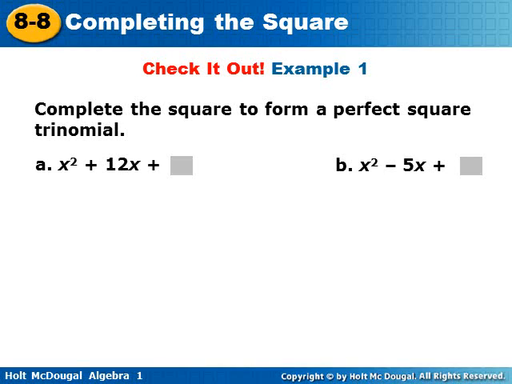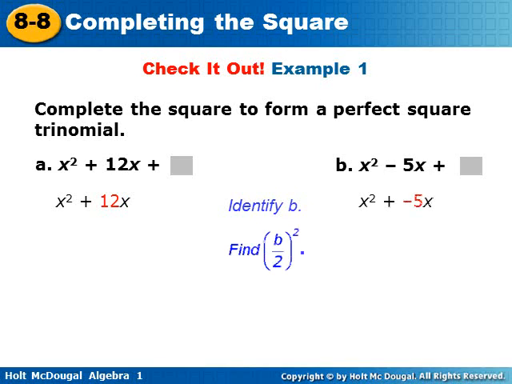Complete the square to form a perfect square trinomial. A, x squared plus 12x plus blank, and b is x squared minus 5x plus blank. These are two for you to try, and then you can check back for the answers. We're going to identify b. For a it's 12, and for b it's negative 5.